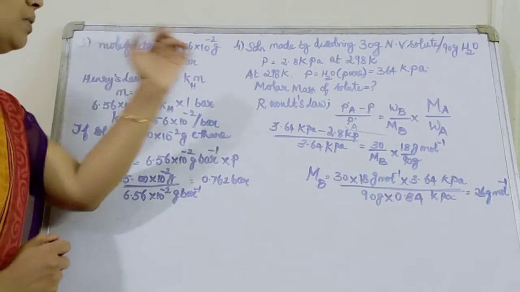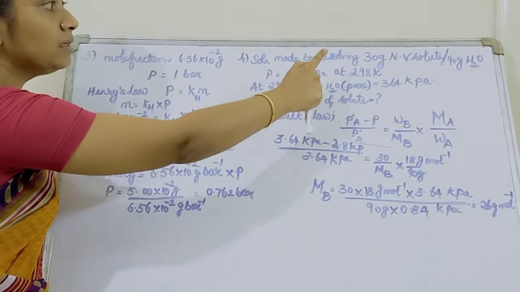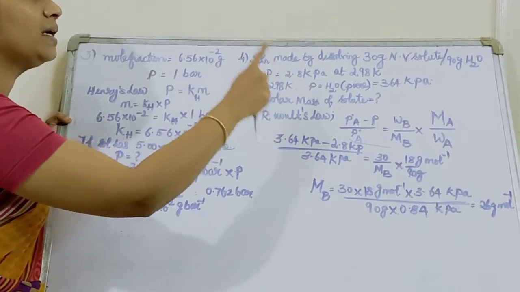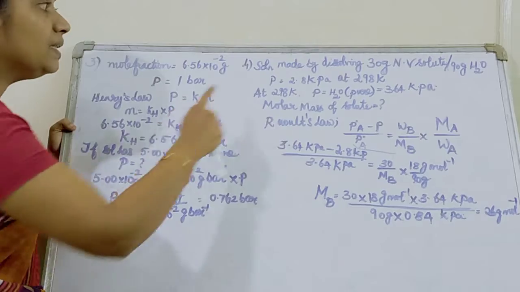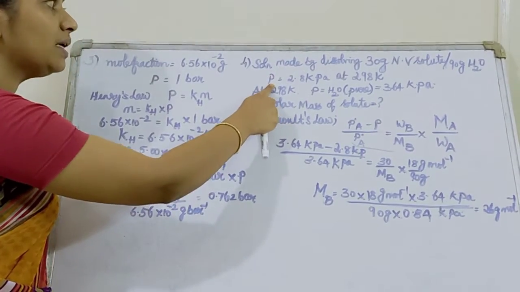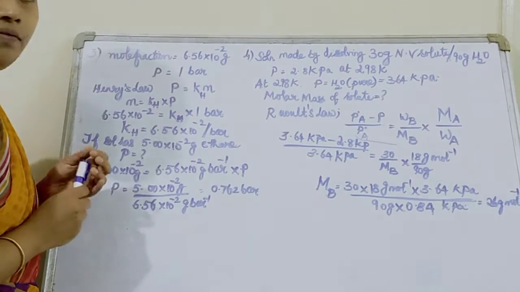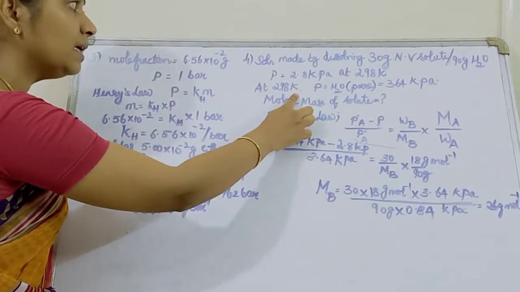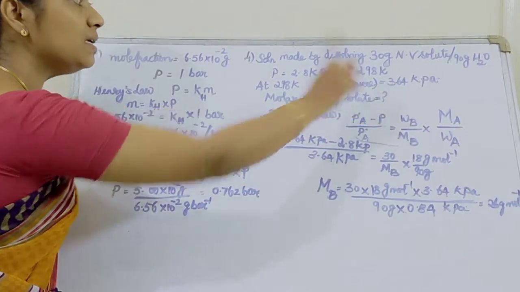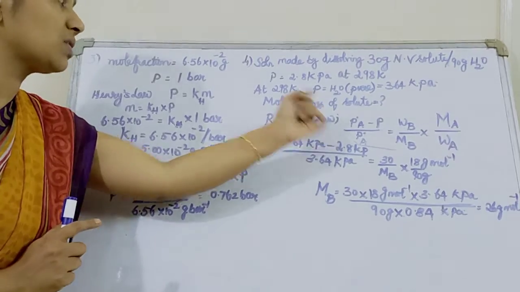Moving to the second problem: a solution is prepared by dissolving 30 grams of non-volatile solute in 90 grams of pure water. They have given the value of vapor pressure as 2.8 pascals at 298 Kelvin, and in another case, at 198 Kelvin, the pressure of pure water as 364 kPa. I need to calculate the molar mass of the solute.